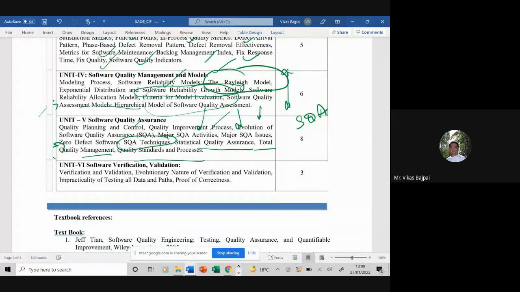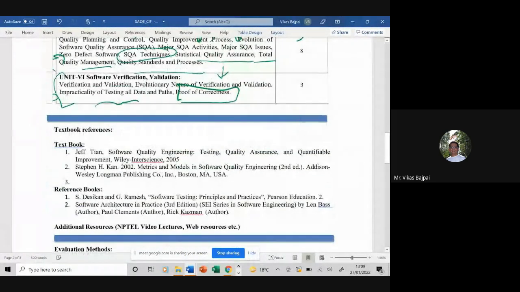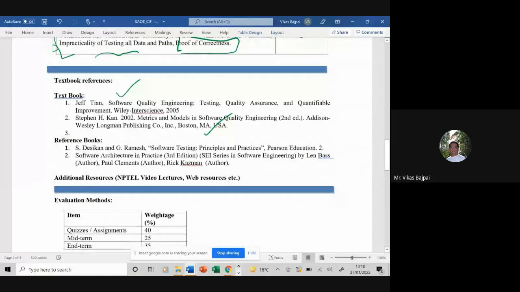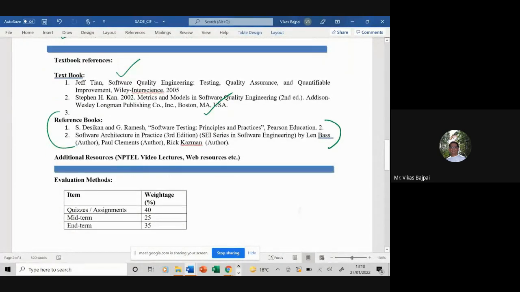So verification and validation of software, right? We'll deal with the nature of verification and validation. We'll talk about the impracticality of testing all the data and paths. Proof of correctness is another very interesting problem we'll deal with. So these are some of the books we'll be dealing with. We have Jeff T and Software Quality Engineering, and then Metrics and Models in Software Quality Engineering. The second edition we'll be using, and these are some of the reference books which we'll be referring to.